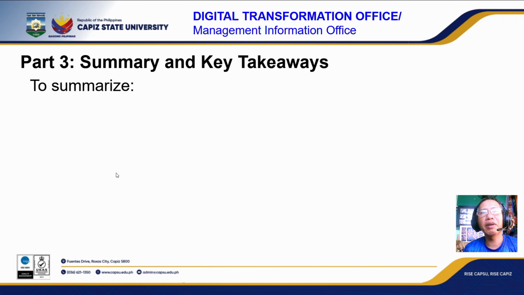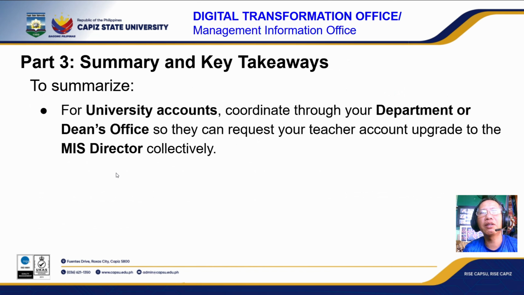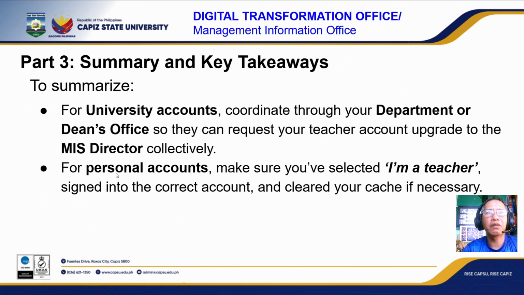So let's take a moment to summarize the key points from this session. For university accounts, the best way to fix this issue is to coordinate through your department or dean's office so they can submit a collective request to the university MIS director for your teacher account upgrade. For personal accounts, make sure you've selected I'm a teacher, signed into the correct Google account, and cleared your browser cache if necessary. Always remember to use your university Google Workspace account for official online classes.